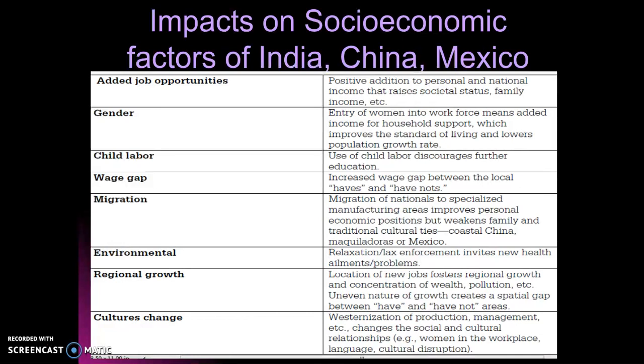Unfortunately, you see an increase in child labor in some of these areas because some of these factories were employing child labor, so therefore those kids don't go to school.